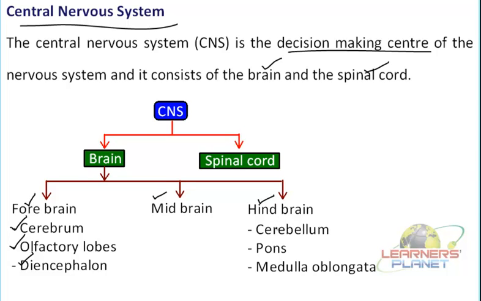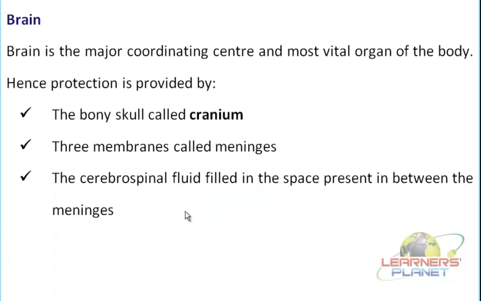Then in the hindbrain there are the cerebellum, pons and medulla oblongata. These are the major parts of the hindbrain. We are going to study each and every part now, and of course we will learn what type of function they perform. So let us just understand the basic structure of the brain, and then we will switch to the various parts of the brain so as to understand the function of each and every part.